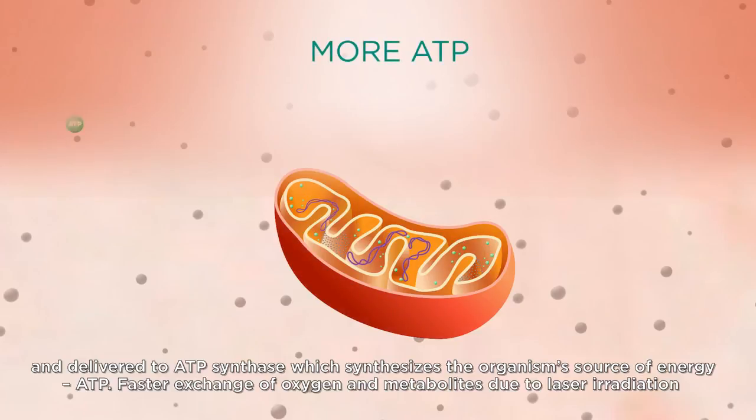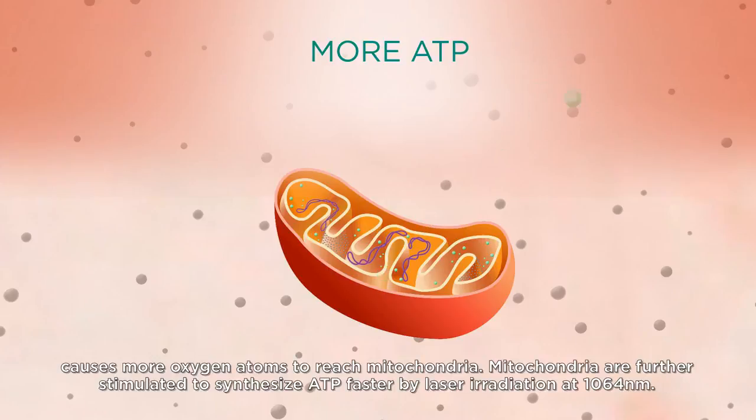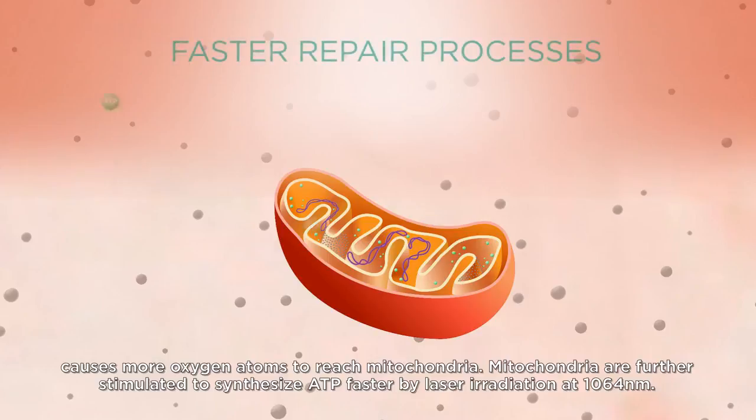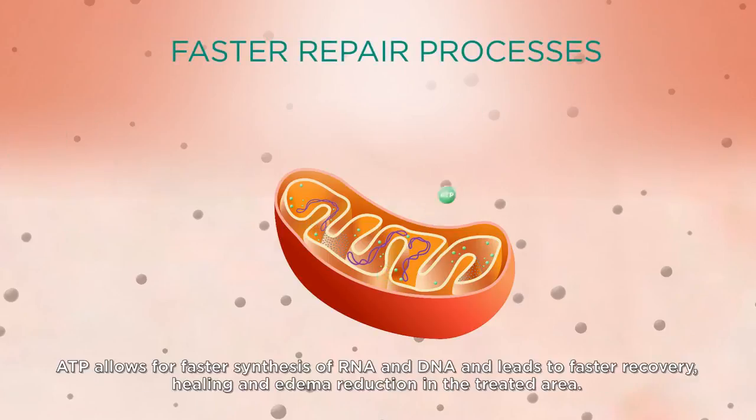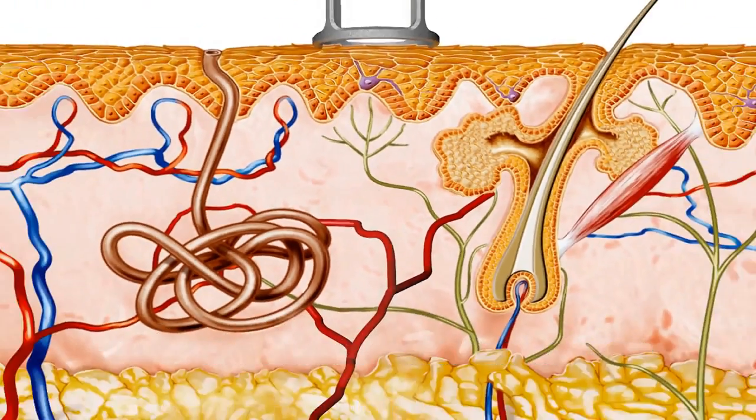of energy, ATP. A faster exchange of oxygen and metabolites due to laser irradiation causes more oxygen atoms to reach mitochondria. Mitochondria are further stimulated to synthesize ATP faster by laser irradiation at 1064 nanometers. ATP allows for faster synthesis of RNA and DNA and leads to faster recovery, healing, and edema reduction in the treated area.